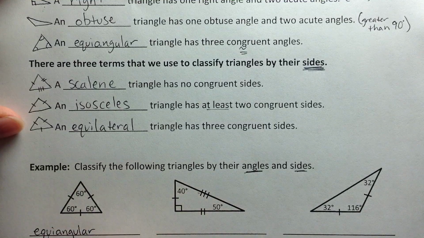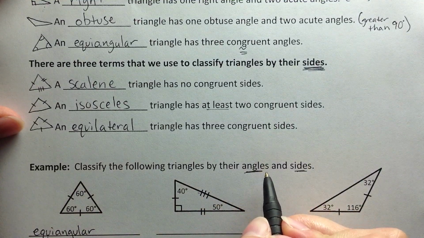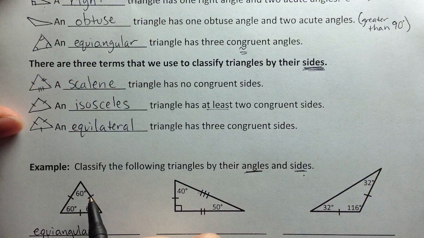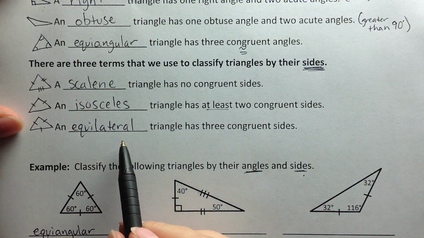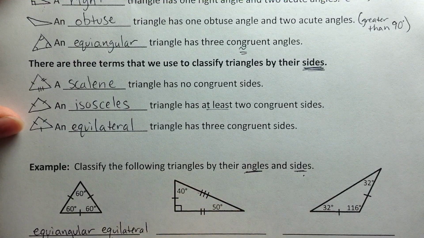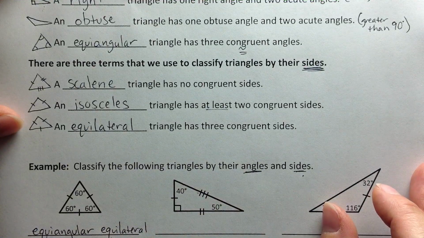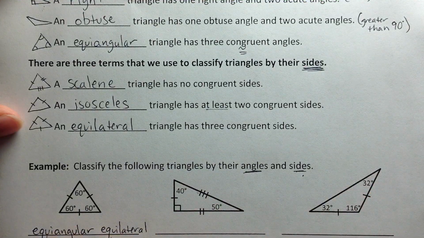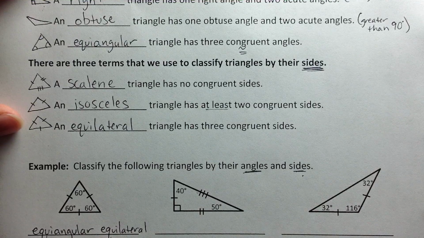So it's equiangular, that's by the angles, and now by the sides. All three sides are congruent. And so if sides are congruent, that's equilateral. So it's an equiangular equilateral triangle. In triangles, if it's one, it's always the other. We'll talk more about why that works later. If you have more than three sides, though, like in a quadrilateral or a pentagon, that is not necessarily true.